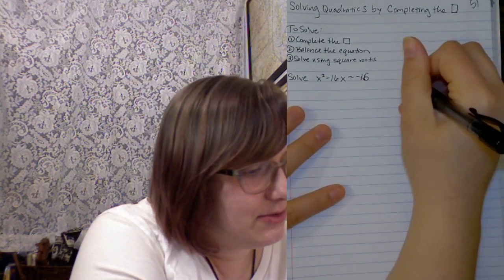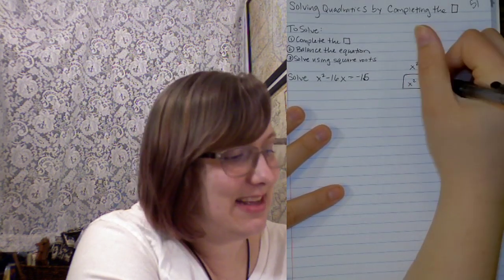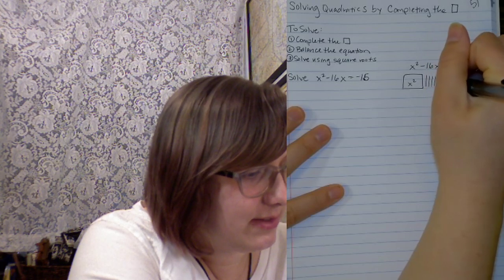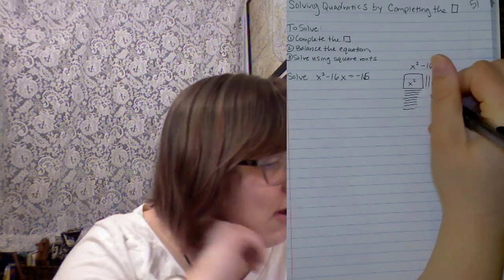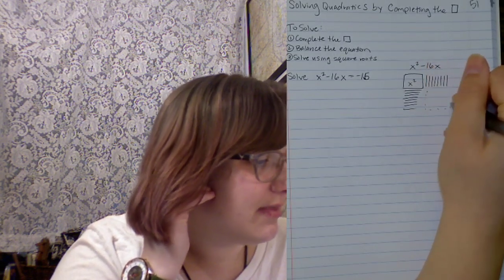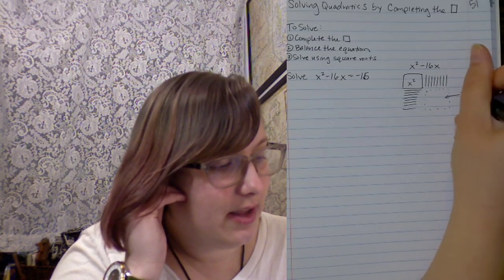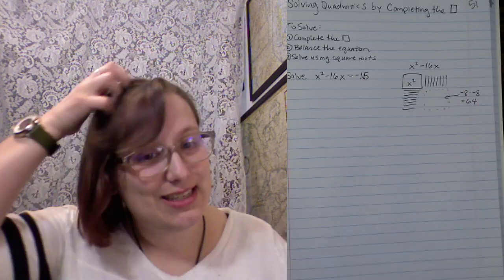Okay, so if I have x squared minus 16x, that would be negative 8x: 1, 2, 3, 4, 5, 6, 7, 8, and minus 8x. How many ones blocks are going to go in this square? Well, negative 8 times negative 8 is 64. So I need 64 blocks.